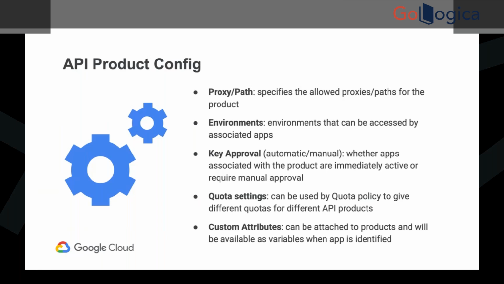Okay, so for example, if you are creating a product for an external customer, a third party, for them you can have less quota. And if you are creating the product for your internal application, which is your internal system, for them you can have more quota. So those kind of things you can define.